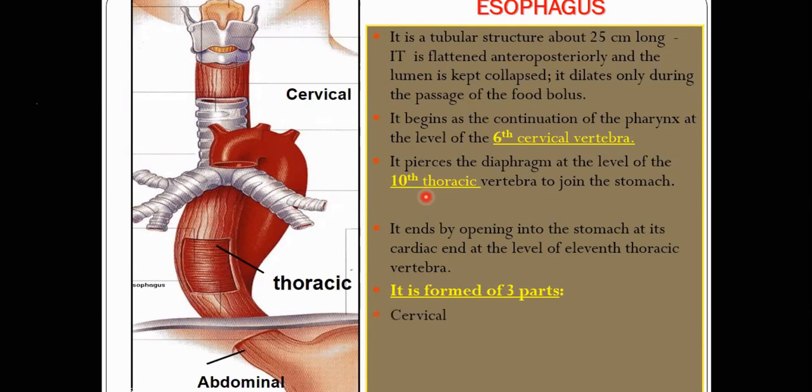It has 3 parts: cervical in the neck, thoracic when it crosses the thoracic cavity, and abdominal, a small portion which is in the abdomen. This small portion is the abdominal portion.